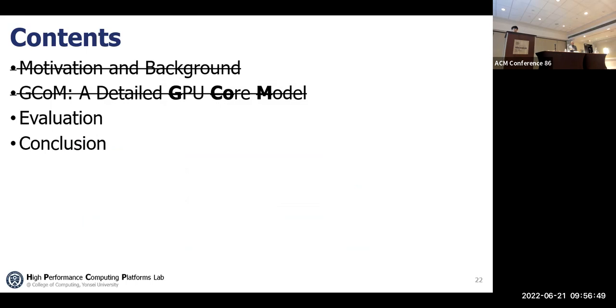Now I will present the experiment setup to evaluate GCoM, followed by the results and a conclusion of this talk.